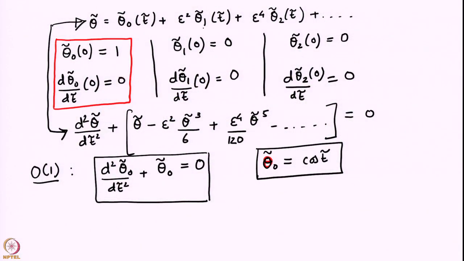We were solving the nonlinear pendulum using a regular perturbation expansion. We had non-dimensionalized the equation, and then we had hypothesized an expansion like that. Note that the expansion starts at epsilon square and not epsilon. Now at order 1 we had this problem.